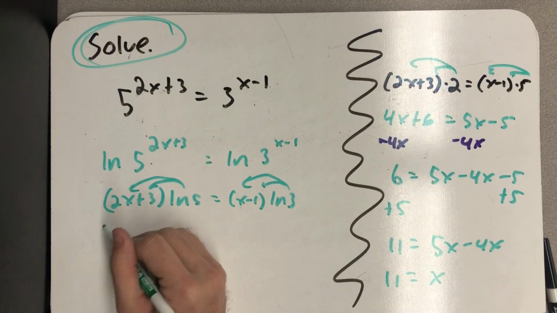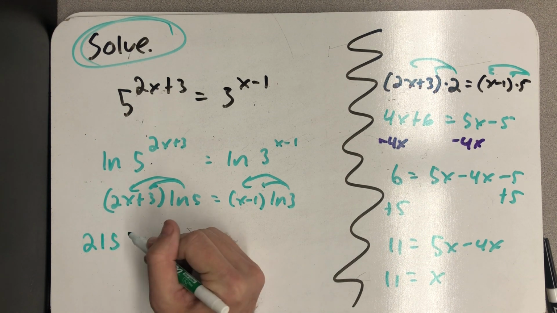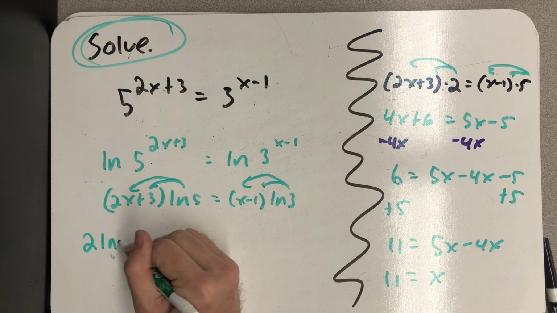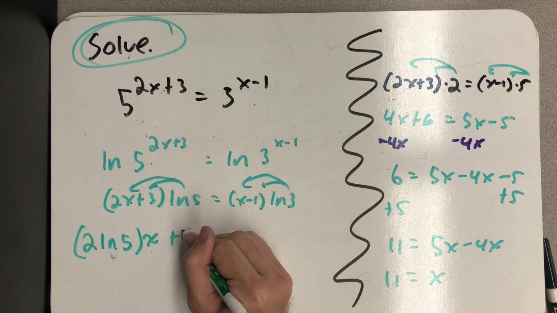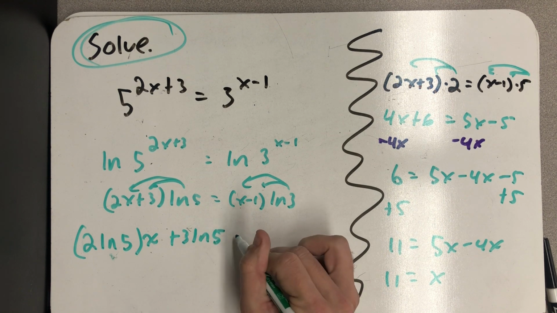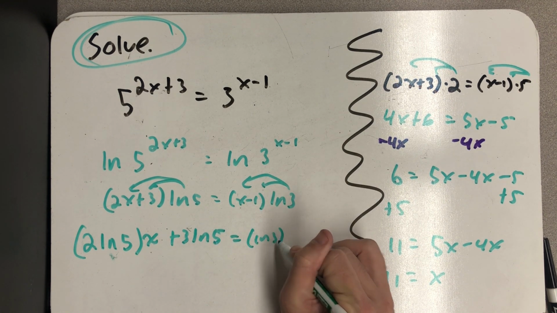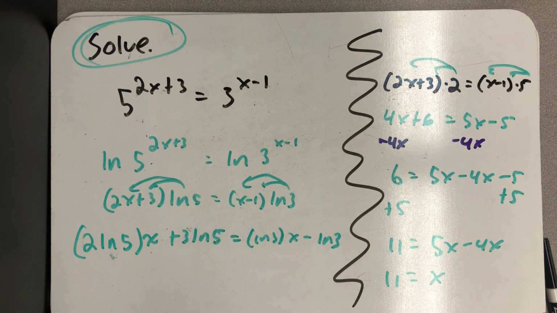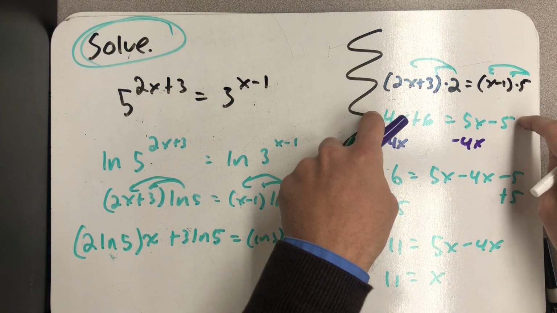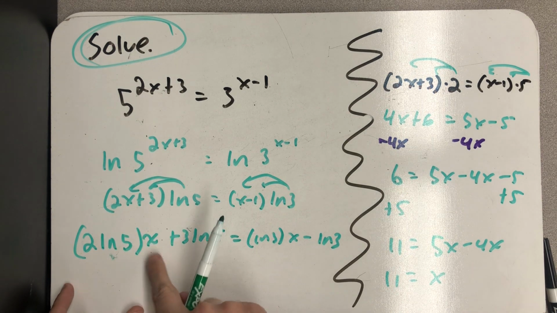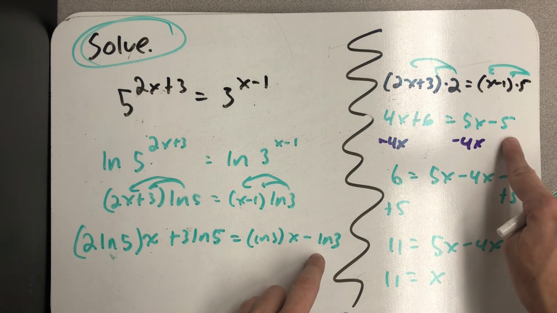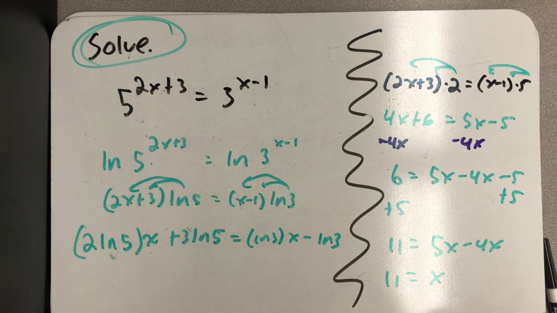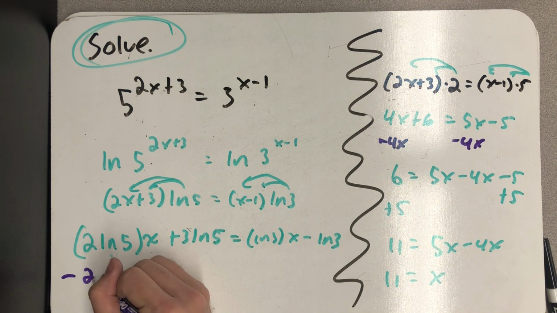So I'm going to distribute. I have 2 times the natural log of 5 times x. I'm just going to put that in parentheses to make it look a little nicer. Plus 3 times the natural log of 5 equals the natural log of 3 times x minus the natural log of 3. And at this moment, I'm kind of looking at an equation like this, right? A number times x plus a constant equals a number times x minus another constant. I need to get all the x's on one side together. Well, the last time I did a little subtraction.